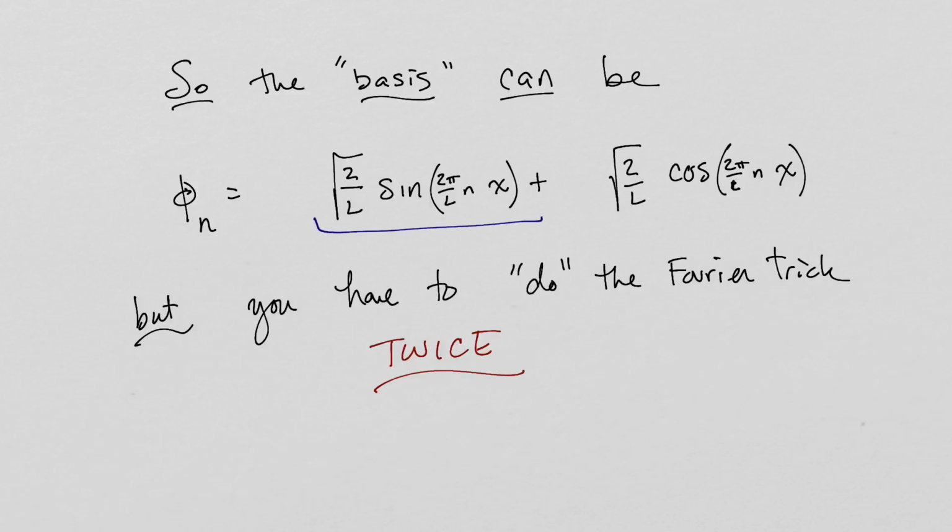is going to be made up of a sine part, and the constant I need for normalization is the square root of 2 over L, and a cosine part. Therefore I'm set up now to do the Fourier trick on these, because I have a good basis. It's now made of sines and cosines rather than just sines, but I can do the Fourier trick on this to try to now solve for some generic initial conditions.